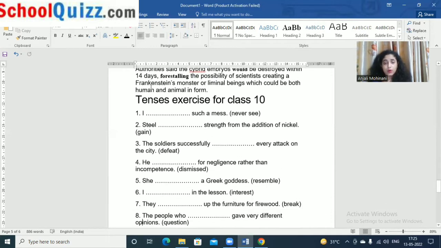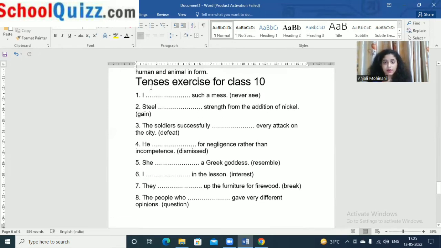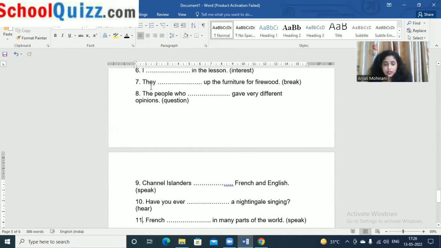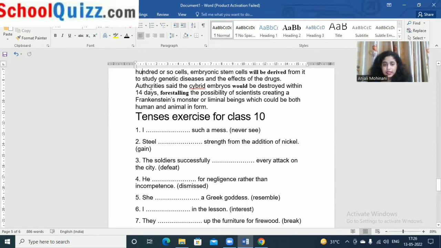Moving on to the next exercise. Here we have sentences, and we have given words. We have to see whichever will be suitable. I such a mess. I never see such a mess. So we have to read such kind of sentences like this. And we have to change the tense in the sentences. We are given the verb, never sees the verb. We have to change. So I have never seen such a mess. I have changed the tense in this, right?